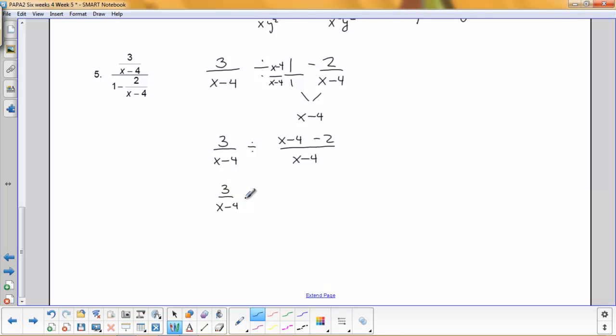3 over x minus 4 times x minus 4 divided by x minus 6. Combine like terms. Cancel party. These quantities are identical, so the final answer is 3 divided by x minus 6.